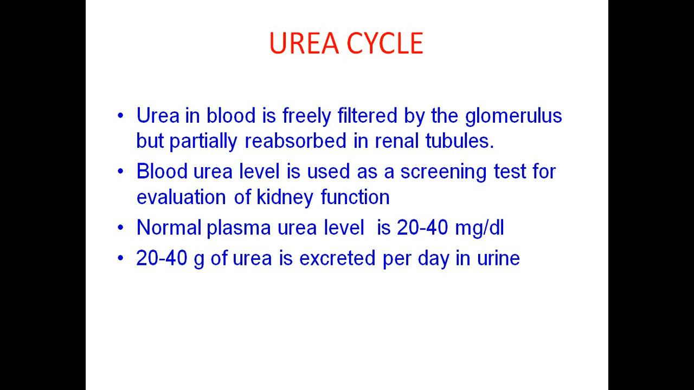So urea cycle. So what happens in urea cycle? Urea that is synthesized in the liver is released into the blood, is freely filtered by the glomerulus of the kidney, but partially reabsorbed in the renal tubules, and is excreted by the kidneys in urine. The blood urea level is used as a screening test for evaluation of kidney function.